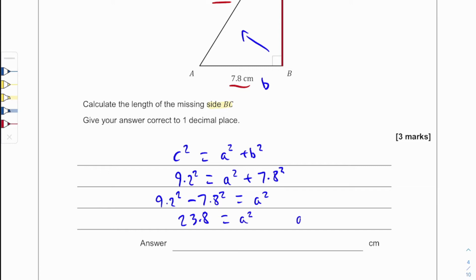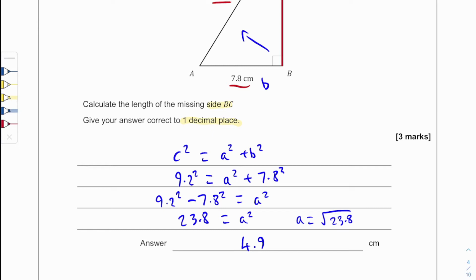So therefore a is equal to the square root of 23.8, and when we do that, we get 4.87, but it says in the question that we only want one decimal place, so we can say that a is equal to 4.9 as we round up from the 7, so 4.9 centimetres.